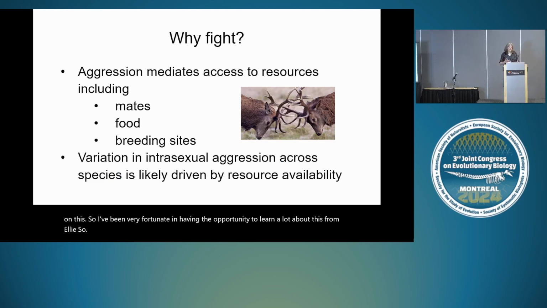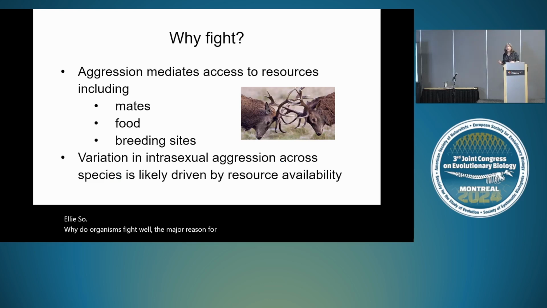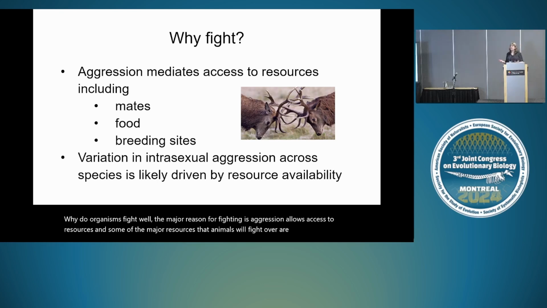So, why do organisms fight? Well, the major reason for fighting is aggression. It allows access to resources. And some of the major resources that animals will fight over are mates, food, and breeding sites. And today I'm going to focus on food because it's the model that has been used quite a bit for Drosophila melanogaster and understanding how competition between females works.